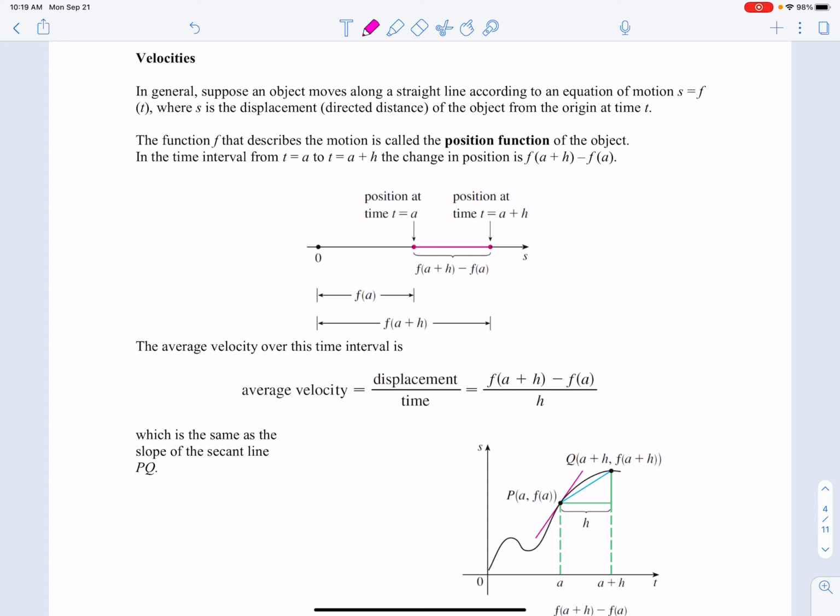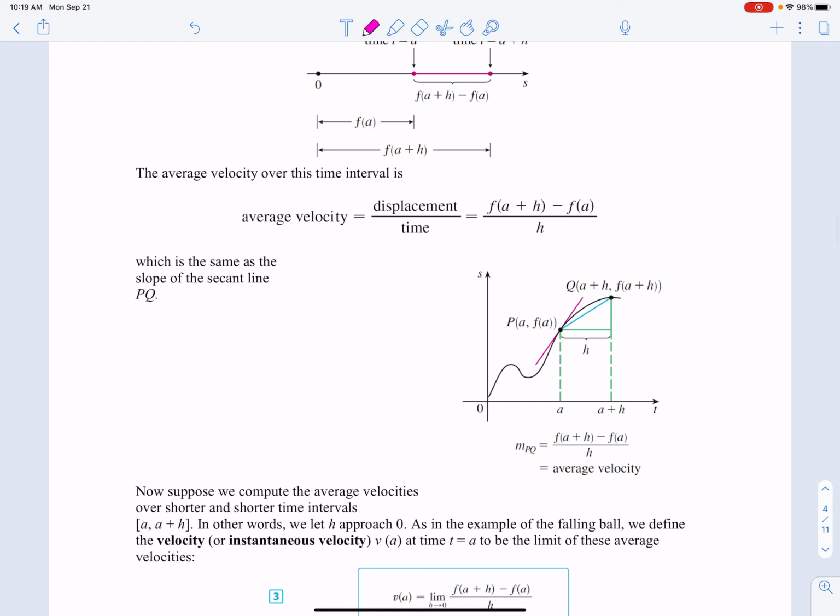I know it got cut off again, but it's f of t. So position, remember s is your position function. The function f that describes the motion is called the position function of the object. In the time interval from t equals a to t equals a plus h, the change in position is f of a plus h minus f of a, right? So very similar to what we just did. That's what they're showing you here.